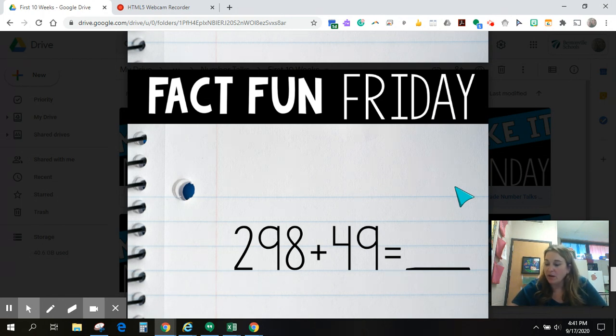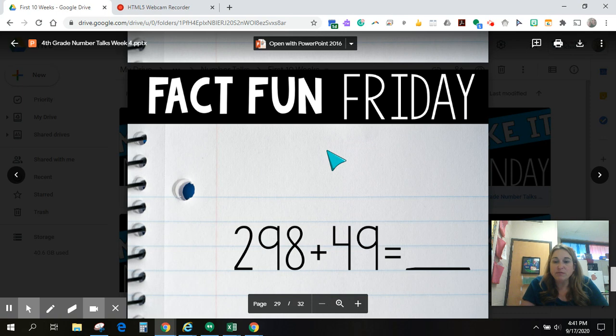I would love right now for you to think about a reasonable guess for this answer. What is a reasonable sum for this problem? Well, we know, of course, it's going to be greater than 298 because we're adding 49 to it. So thinking about what that could possibly be? Okay, before you see me solve it, I'd love for you to pause the video and solve it yourself and then check to see if you're able to get the problem correct.